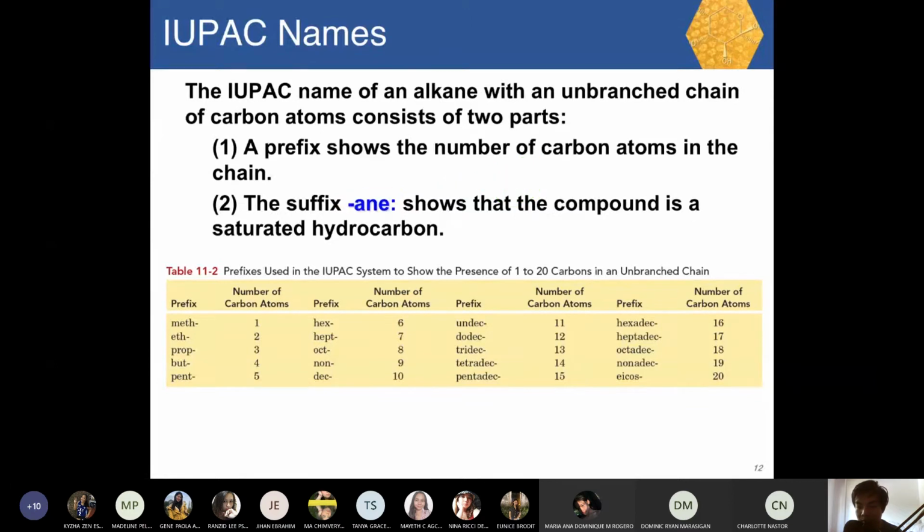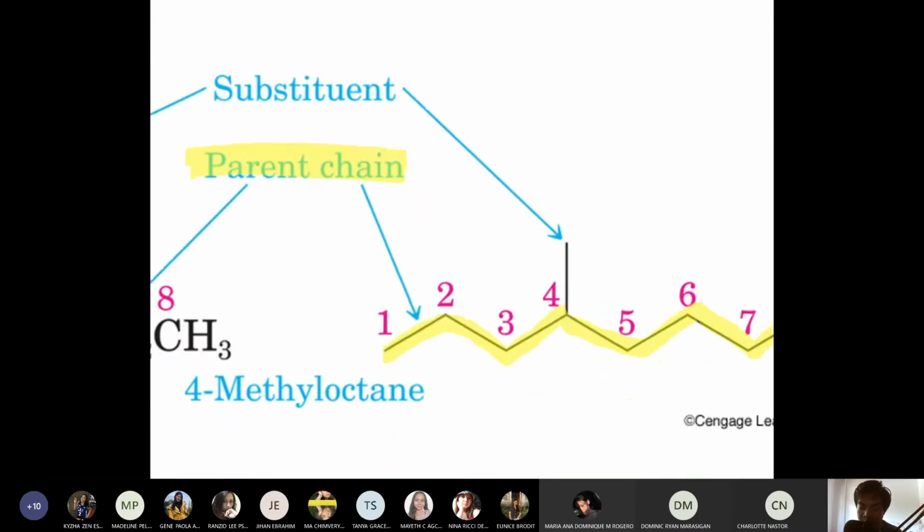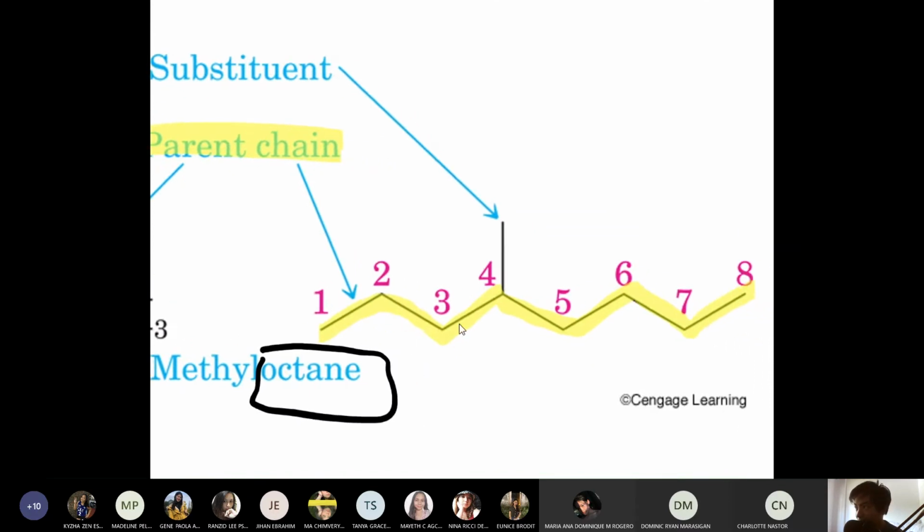So, yung previous example natin kanina, ano yun? We have 8 carbons here. So, that's why the parent chain is called the octane. Octane kasi 8 carbon atoms meron tayo sa parent chain. Ngayon, alam na natin pangalanan yung parent chain.